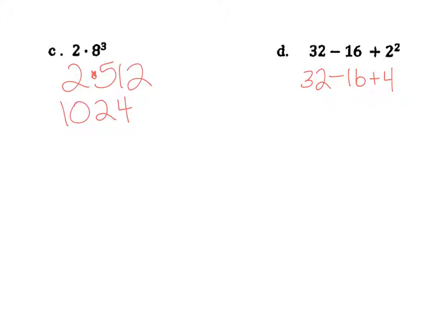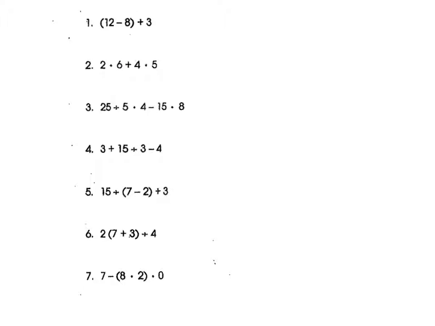32 minus 16. We just did that problem. I mean, in so many ways. 32 take away 16. 16. Then bring down the plus 4. 20. Perfect. Okay.